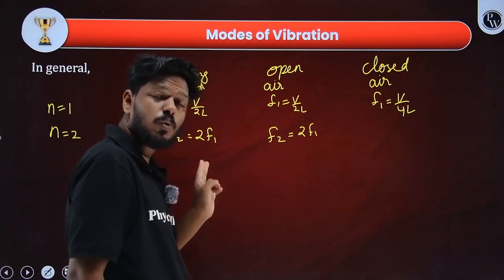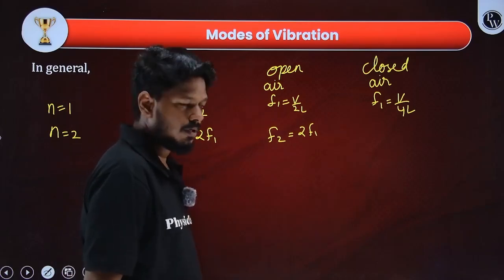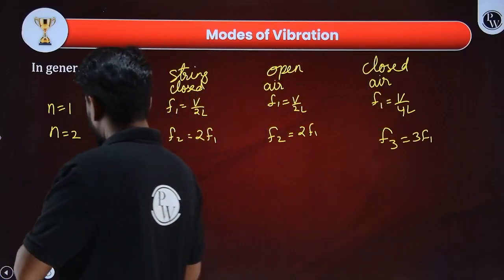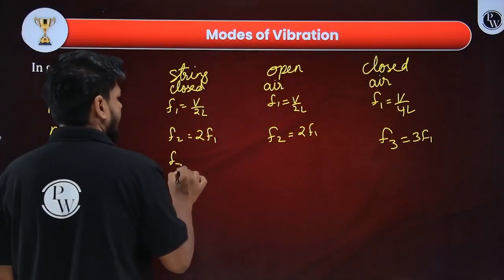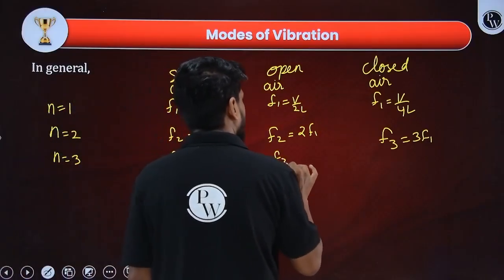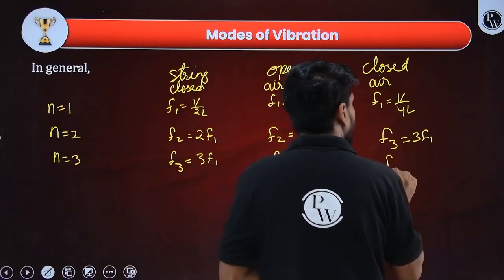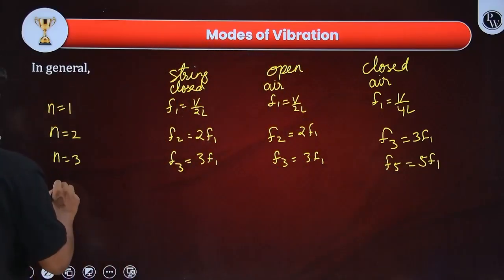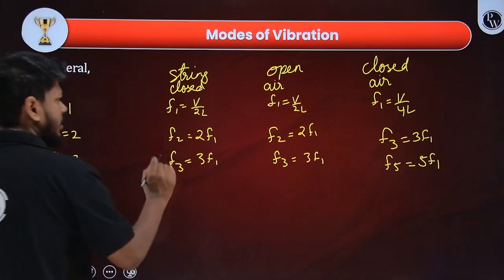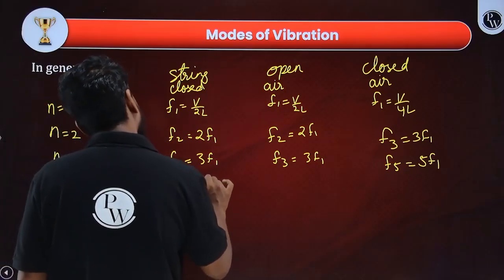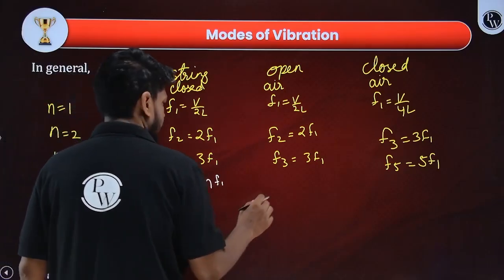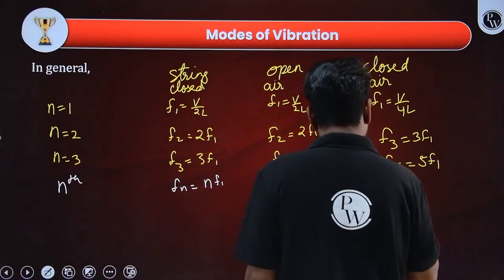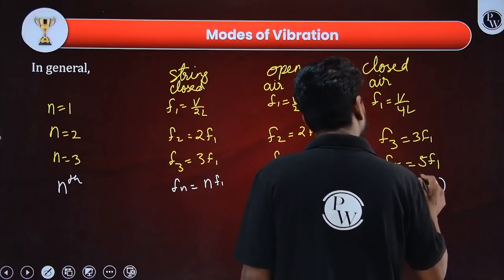So for n is equal to 2, we get third harmonic. So what will you be getting? F3 is equal to 3 times F1. For n is equal to 3, here we get F5 is equal to 5F1. Any difficulty? So for nth mode, it is going to be Fn is equal to n times F1. For the closed pipe, it is Fn is equal to (2n minus 1) times F1.